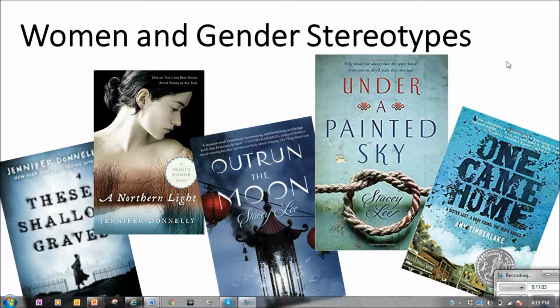A Northern Light is about a girl in upstate New York who wants to go to college, but that's not what her family has planned for her. This also involves a murder mystery. Outrun the Moon and Under a Painted Sky by Stacey Lee are both about Chinese American young women in the West. Outrun the Moon takes place in San Francisco around the time of the earthquake and fire. And Under a Painted Sky is on the Oregon Trail, where a girl is disguised as a boy and running from something in her past. And then One Came Home is about a girl who is trying to solve a mystery about the disappearance of her sister, and again needs to defy some gender stereotypes in order to get that done.